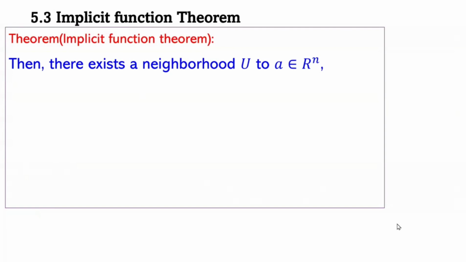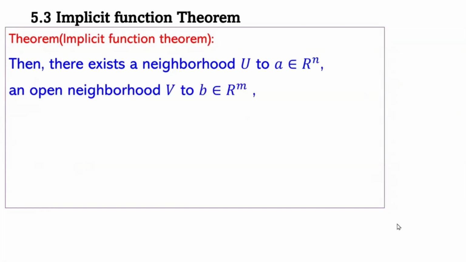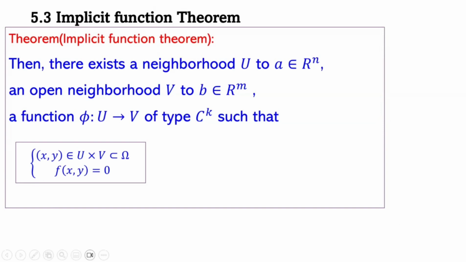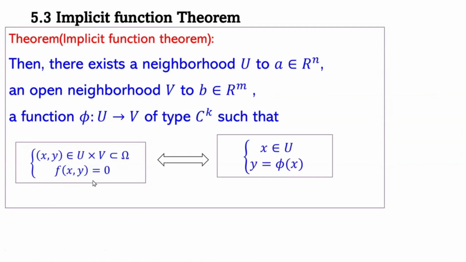Then there exists an open neighborhood U of a in R^n and an open neighborhood V of b in R^m and a function phi from U to V of type C^k such that for (x,y) belonging to U cross V, a subset of omega, f(x,y) is equal to 0 if and only if x belongs to U and y equals phi(x). That means the whole expression f(x,y) is an implicit function of y.